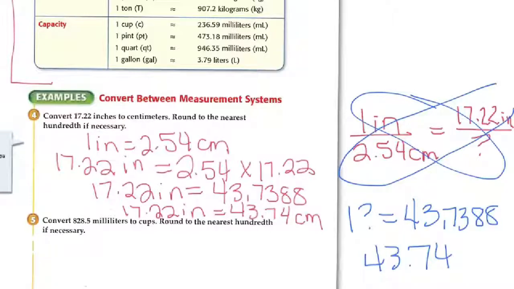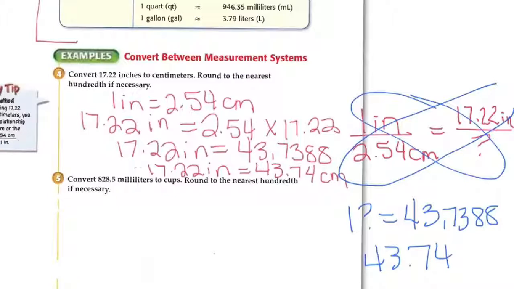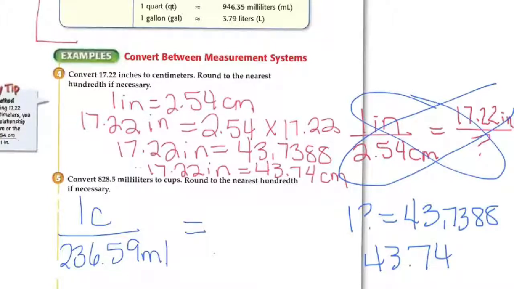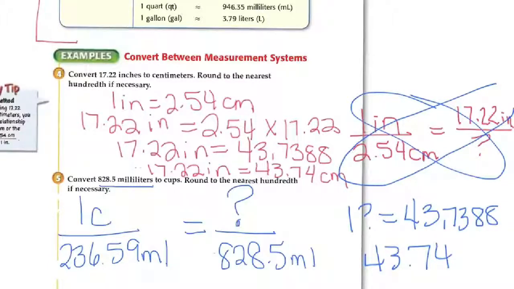So let's do the next one that way. Convert 828.5 milliliters to cups. So we need to look at our relationship up here. 1 cup is this many milliliters. So let's set up our proportion. 1 cup equals 236.59 milliliters, and then set up our problem. We're given milliliters, so that will go on the bottom. 828.5 milliliters, and we don't know how many cups that is.